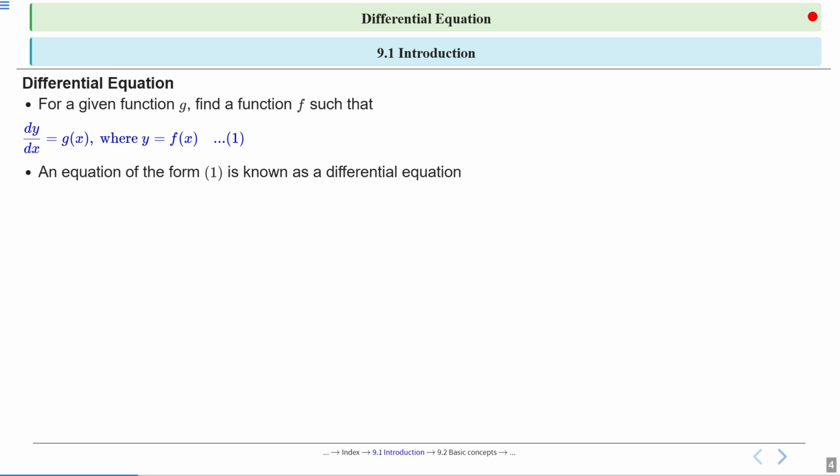So at first understand what is equation 1. Equation 1 is dy by dx, differentiation of y with respect to x, is equal to some function g(x). We have been given a function g(x), so we have to find a function f, where y is equal to f(x). Such an equation involving differentiation of a dependent variable with respect to an independent variable, y with respect to x, is called a differential equation.